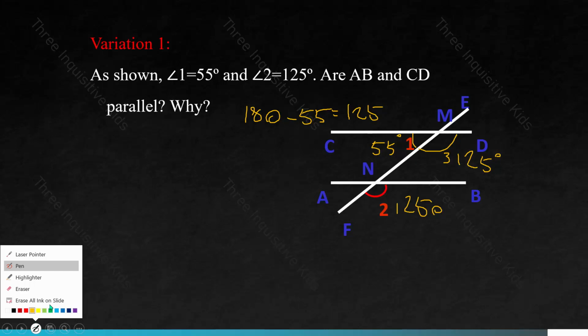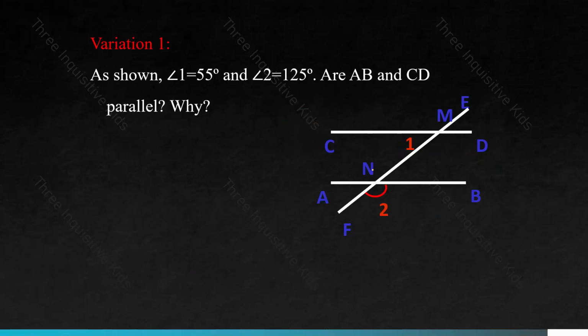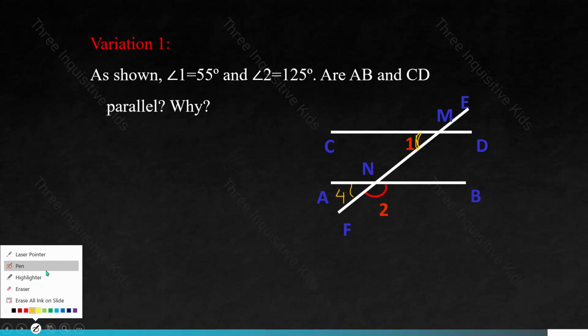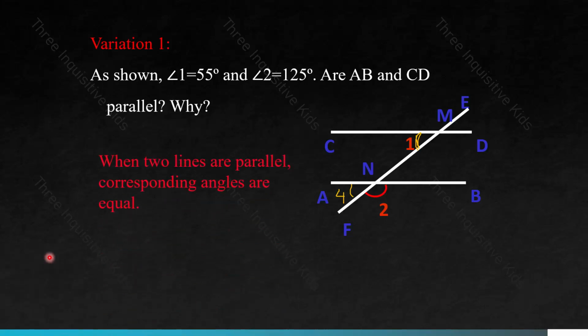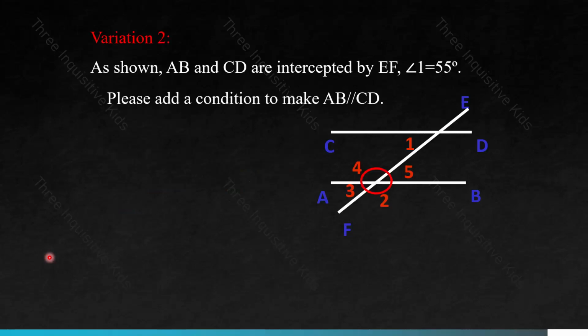However, there is another way we can do this. We can also create a corresponding angle for angle 1. Let's say angle 4 was here. Using the same steps, we know that angles 1 and 4 are the same, because we would find out that angle 4 is equal to 55 degrees, and 1 and 4 are also corresponding angles, which means that A, B, and CD are in fact parallel. When two lines are parallel, corresponding angles are equal.